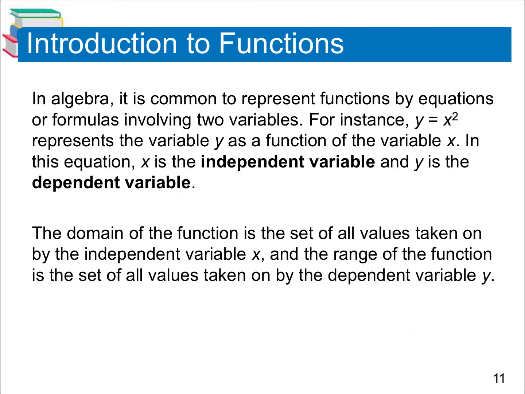If we look at the next part, it tells you about independent and dependent variables. Your independent variable is always going to be the x. X is the independent variable. Your y is always the dependent. One depends on the other. You can't get y unless you have x.